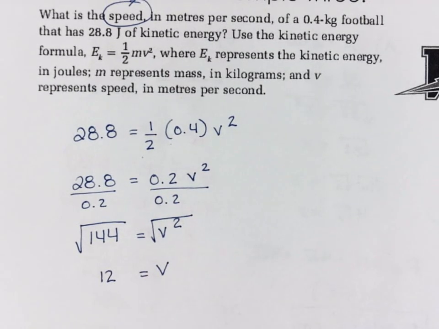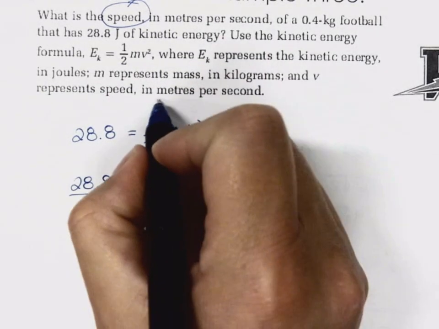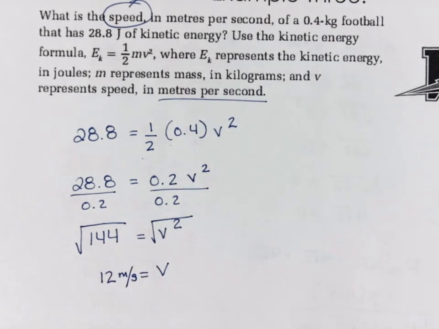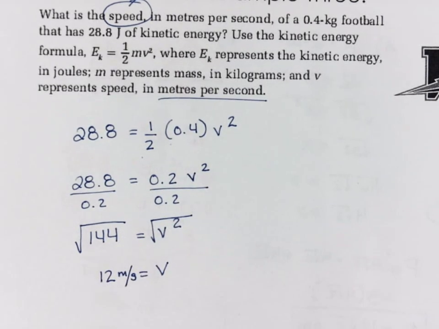Now I need units of measure on this. Meters per second. It even states that in the question. So the velocity of a 0.4 kilogram football with 28.8 joules of kinetic energy is 12 meters per second. Is that fast? I feel like that's fast.